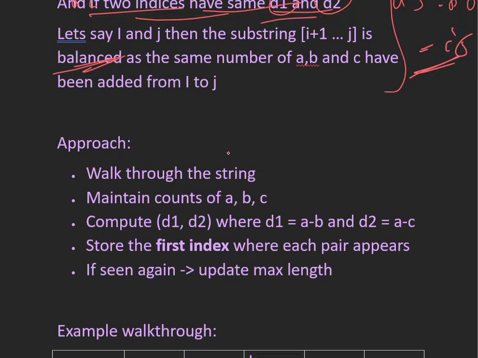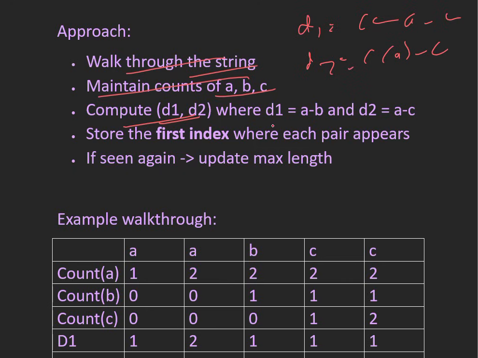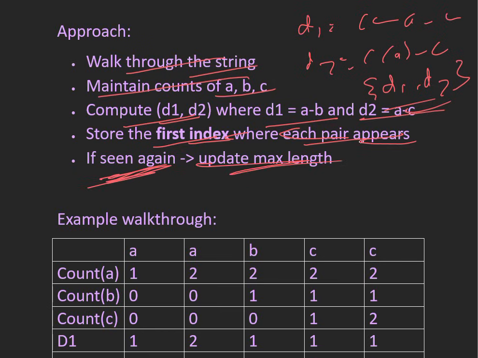So what will be our approach for this third case? We'll be walking through the string, maintaining counts of a, b, and c, then computing d1 and d2. d1 is equal to count of a minus count of b, and d2 is equal to count of a minus count of c. We store the first index where each pair (d1, d2) appears, and if the same pair is seen again, then we update the max length.